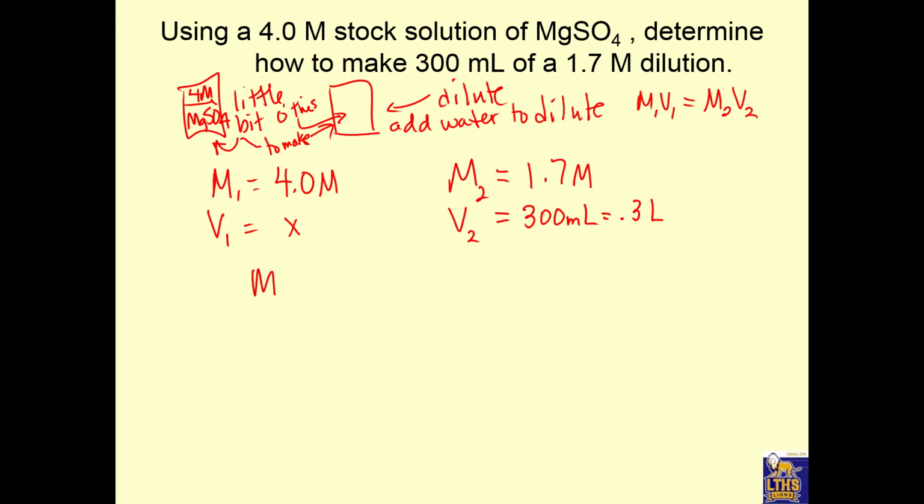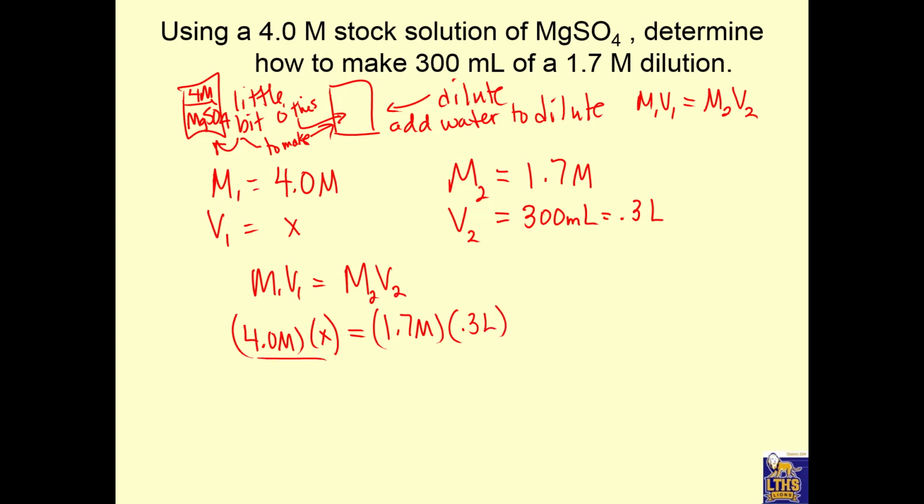So then I set this up with my formula for dilution. M1V1 equals M2V2. Molarity times volume equals molarity times volume of the second one. So I have 4 molar times my x. That's what I'm trying to figure out. How much should I use? 1.7 molar times 0.3 liters.